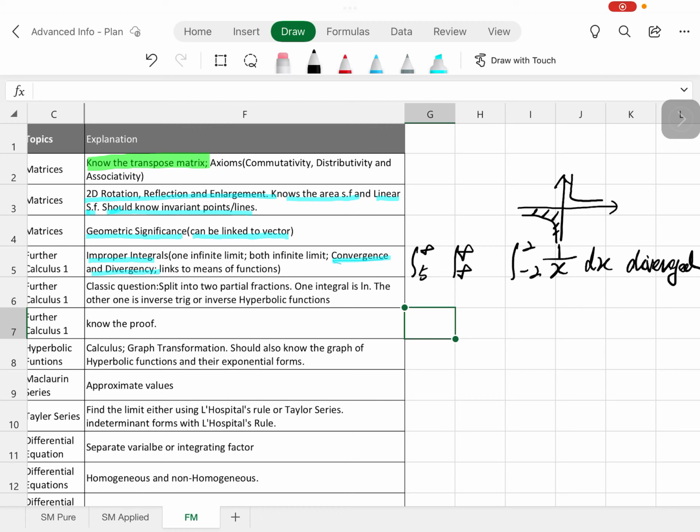Okay. Links to mean of functions. In Maths, there are a lot of questions, quite good. The first part uses improper integral, finding the answer, and the second part then uses mean of functions to calculate the mean. For mean of functions, you need to be aware of transformation. You can have vertical transformation and horizontal transformation. So how would they affect the mean value of the function? You need to know that.